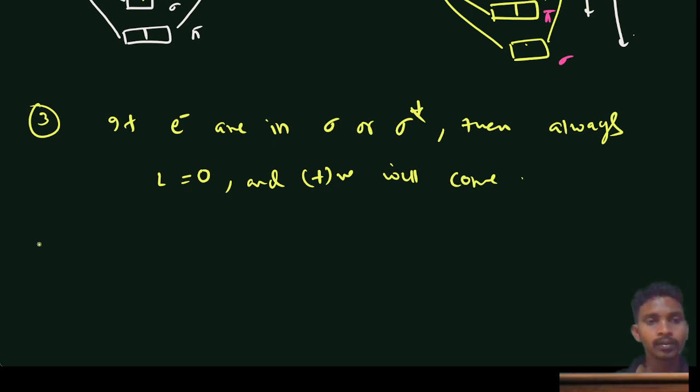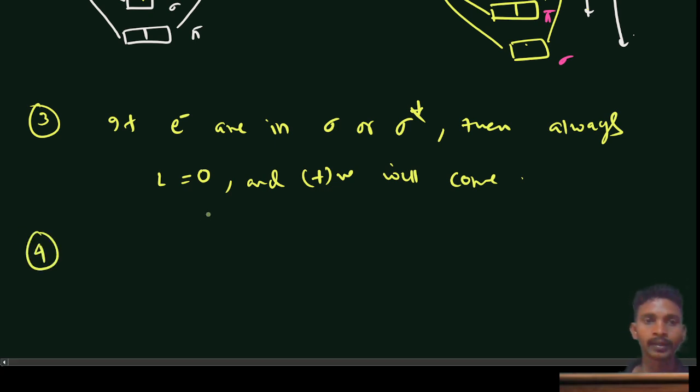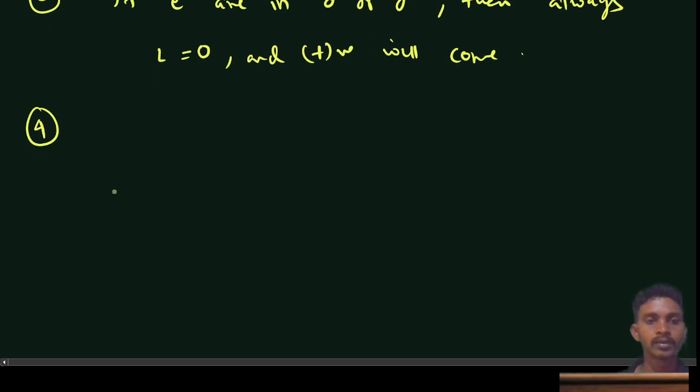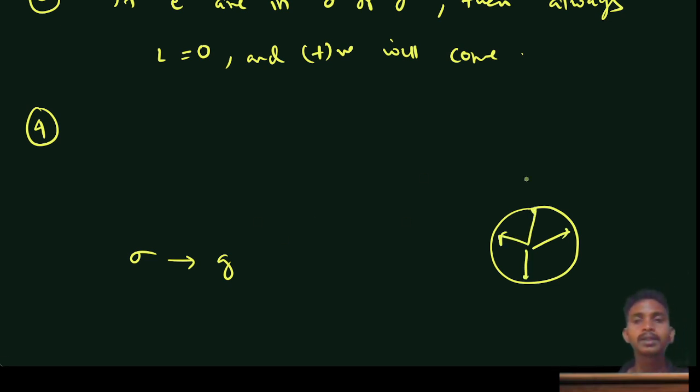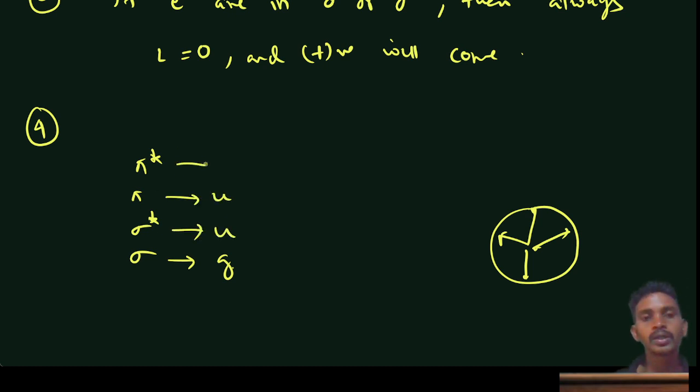And the fourth thing you have to remember is that sigma is always gerade (g). Why is sigma g? Let's say this is sigma, so from here everywhere we will get the same, so this is always g. This is because sigma orbitals are spherical, so this is always g from the center. If sigma is g, then sigma star, then pi, then pi star. So this is g, then u, and g. You remember g, u, g.